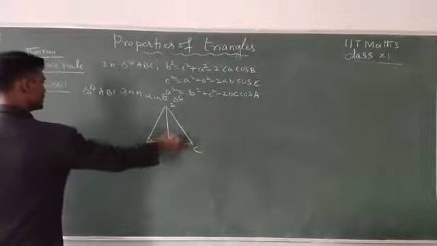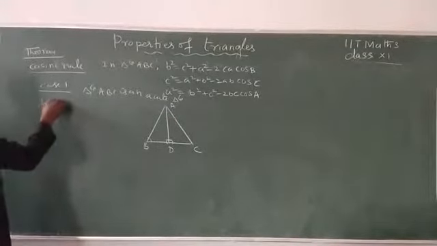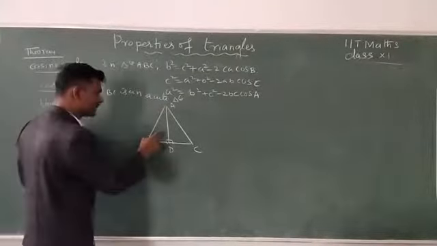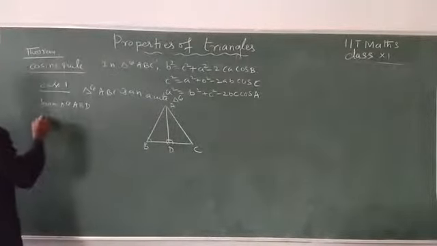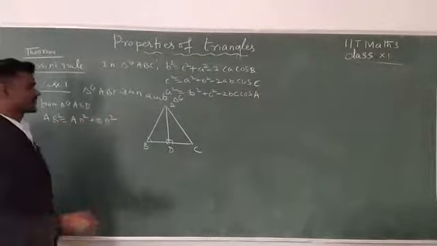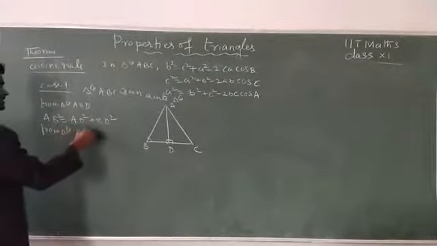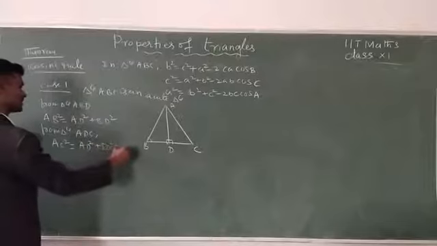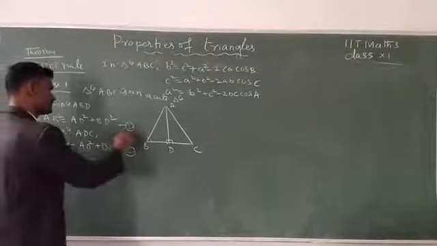Now this is angle B, angle C, angle A. See here, from triangle ABD, this is a right angle triangle: hypotenuse square is equal to adjacent square plus opposite square. Here AB square is equal to AD square plus BD square. Now from triangle ADC, AC square is equal to AD square plus DC square. This is equation 2, this is equation 1. Now you have to subtract equation 2 from equation 1.